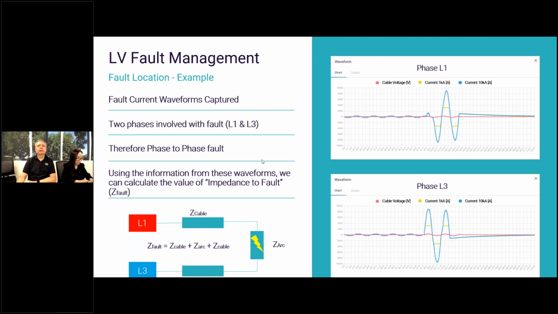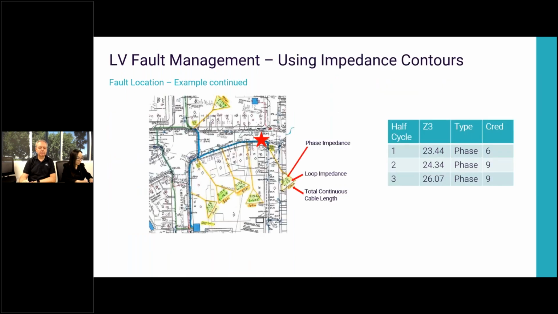But from this, that's the standard way of doing calculations of impedance to fault, using those algorithms placed on the VisNet unit, which can give us an indication of where things may be occurring. So let's look at a couple of case studies of what that actually looks like.